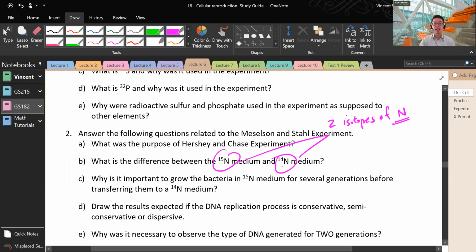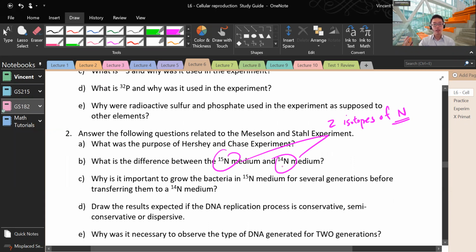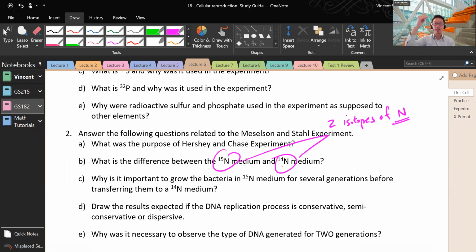The purpose of this is to be able to make the DNA weigh differently. So if the DNA has a lot of nitrogen 15 in it, it's going to be heavier. So when you spin it down, it's going to sink to the bottom. Whereas if you have a lot of nitrogen 14 in it, it's going to float to the top. And if you have a mix of 15 and 14, it's going to be somewhere in the middle.